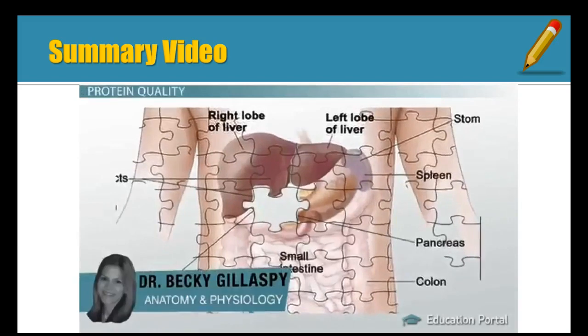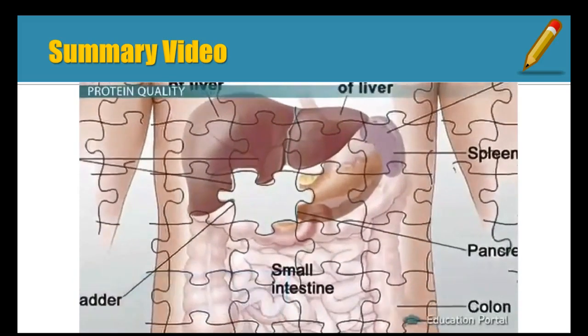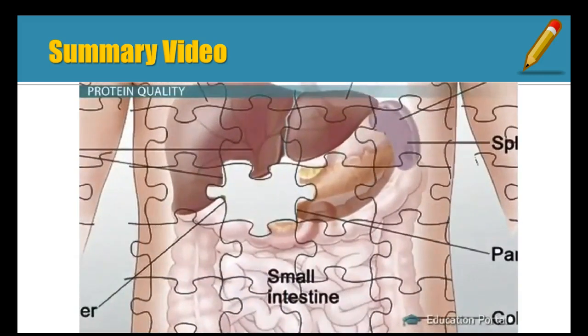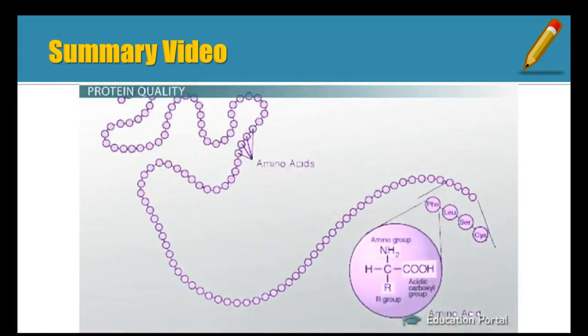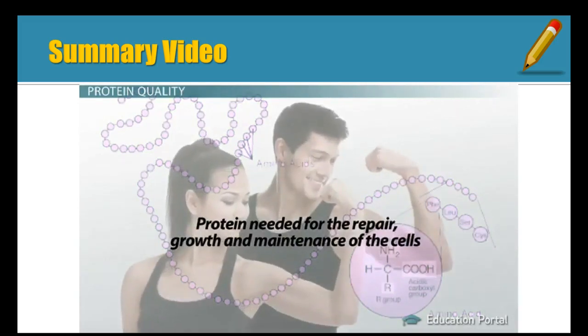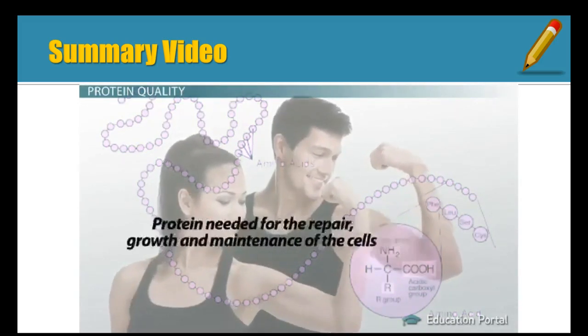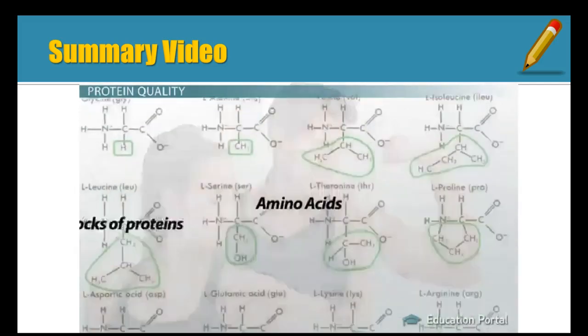Have you ever spent days putting a jigsaw puzzle together, only to find that the last piece was missing? In order to complete a jigsaw puzzle, you must have all the pieces. This makes a jigsaw puzzle much like protein, because in order to provide the body with the protein needed for the repair, growth, and maintenance of the cells, you must have all the building blocks of proteins, which are substances called amino acids.